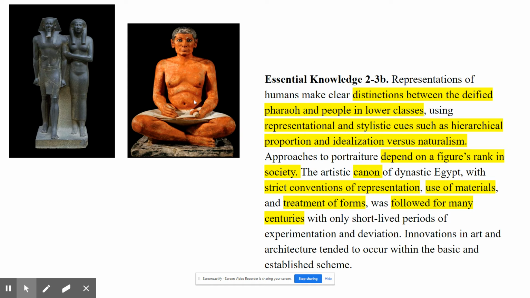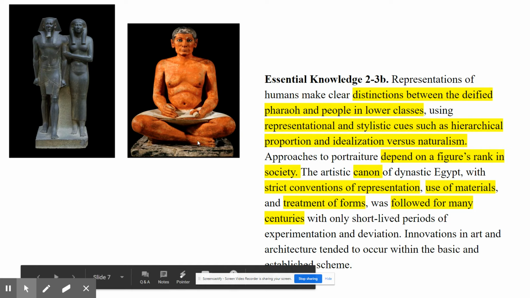This statue, which is a Ka statue called the Seated Scribe, is made with entirely different material. It's made of limestone. Limestone is a much softer stone than graywacke, and so it's not going to last as long. But before you think that means that this guy is just some lowly dude, he is not. Only high-ranking people even have Ka statues.